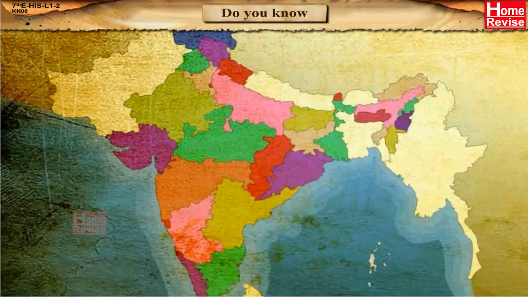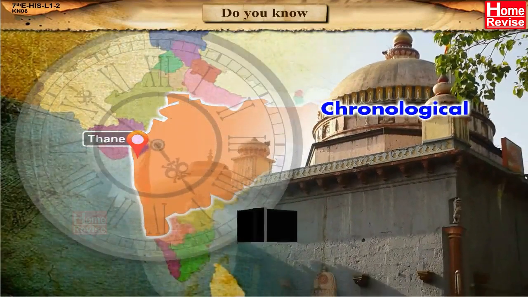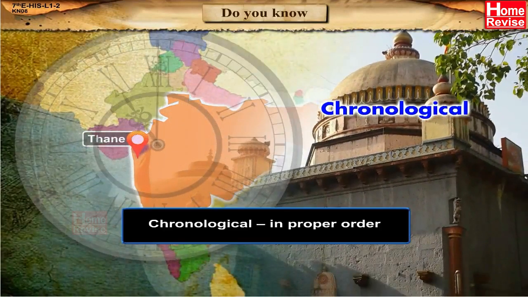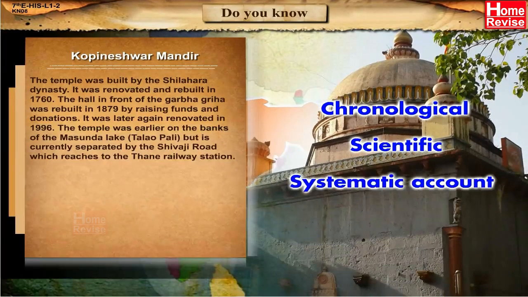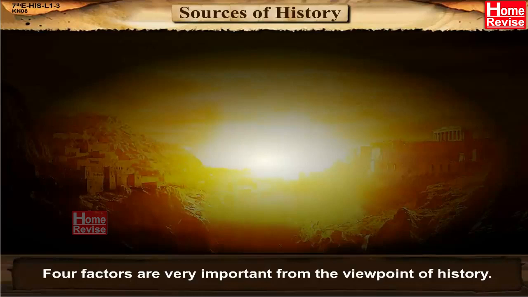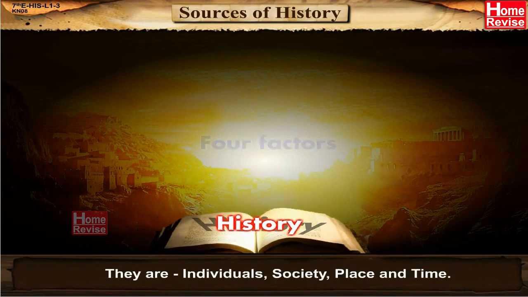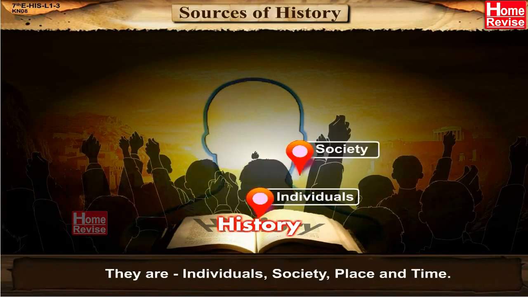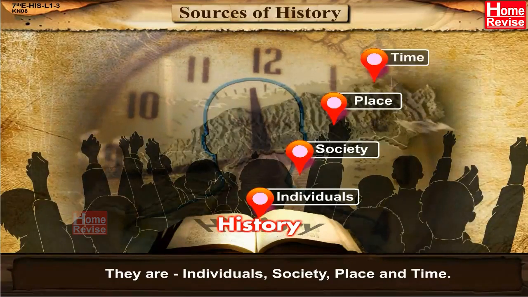Do you know? History gives us a chronological, which means in proper order, scientific and systematic account of past events. 4 factors are very important from the viewpoint of history. They are individuals, society, place, and time.